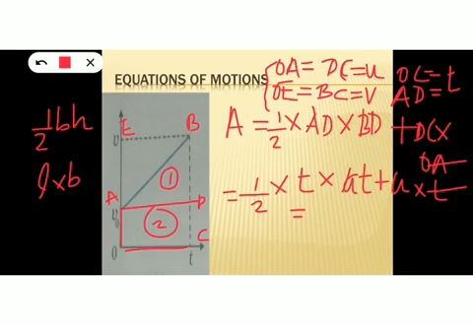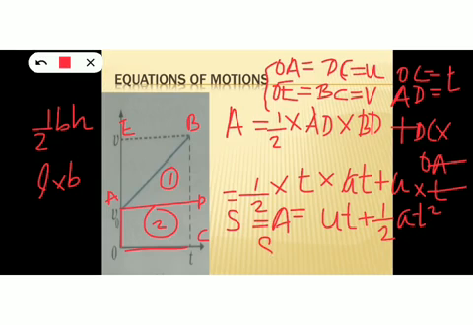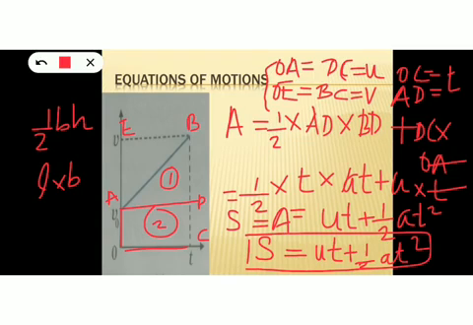You can write UT first. UT plus half AT into T square. So this is the total area, and this total area itself will be the displacement S. So we got our second equation of motion, displacement S is equal to UT plus half AT square, which is our position time relationship. Okay.